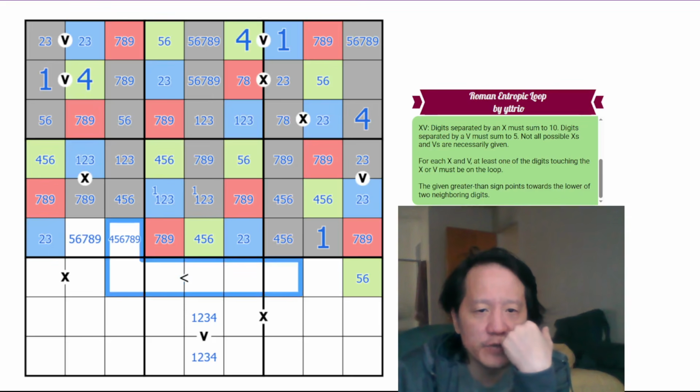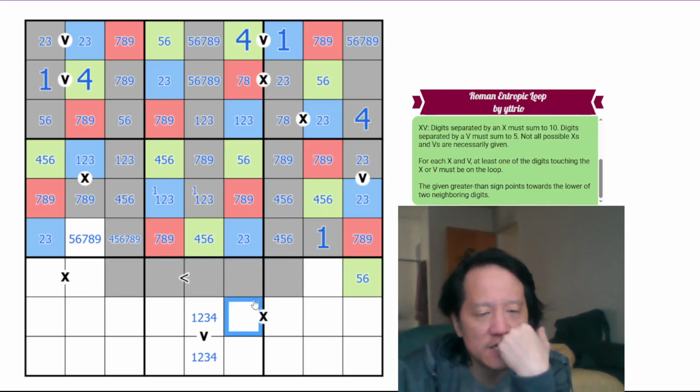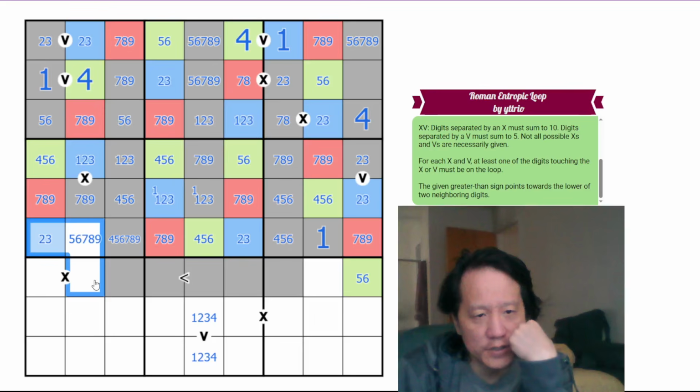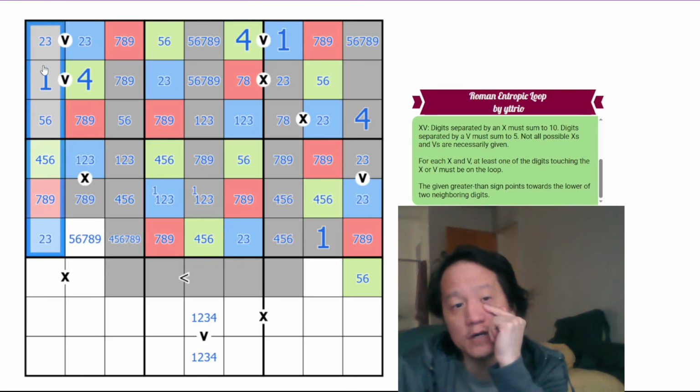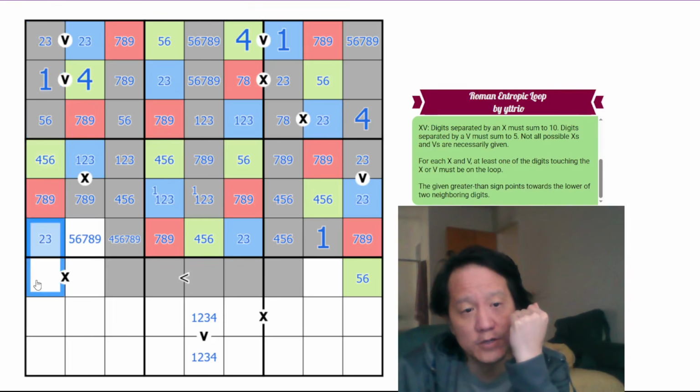These cannot be part of the loop because it would be considered touching itself. If we tried going this way, then this way, the problem is this would have to be medium, and then this would be high. If this is high, that would force us to be low, but we have a 1, 2, 3 triplet in column 1 already, so this cannot be low. So this must go this way and be medium.